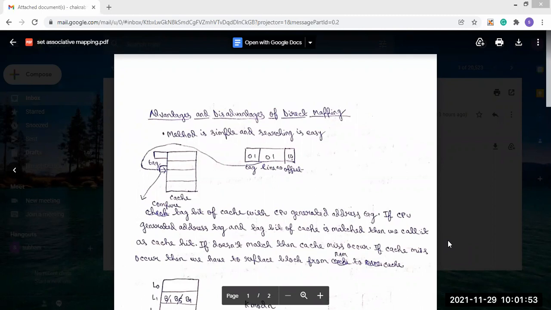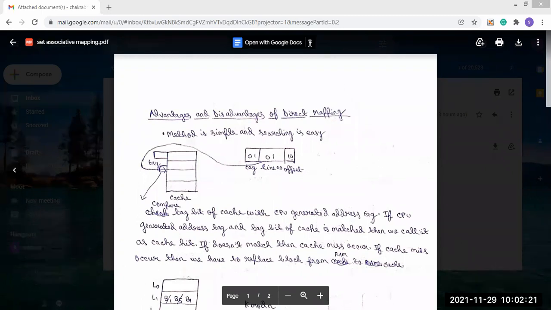Now, the first advantage is what? This method is simple and searching is very easy. To find any block in the cache, if the CPU wants some block that is present in the cache and wants to execute it, it is very easy to search and execute.